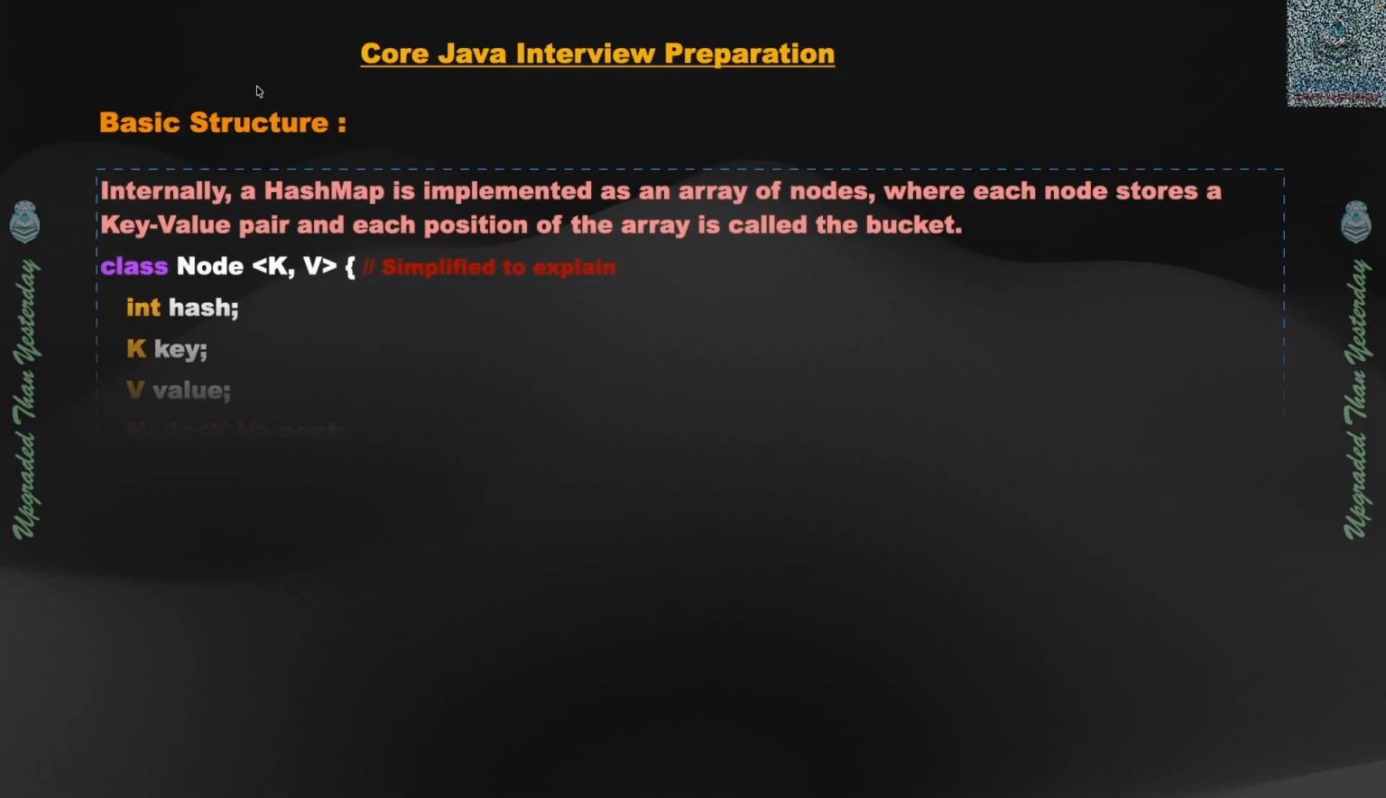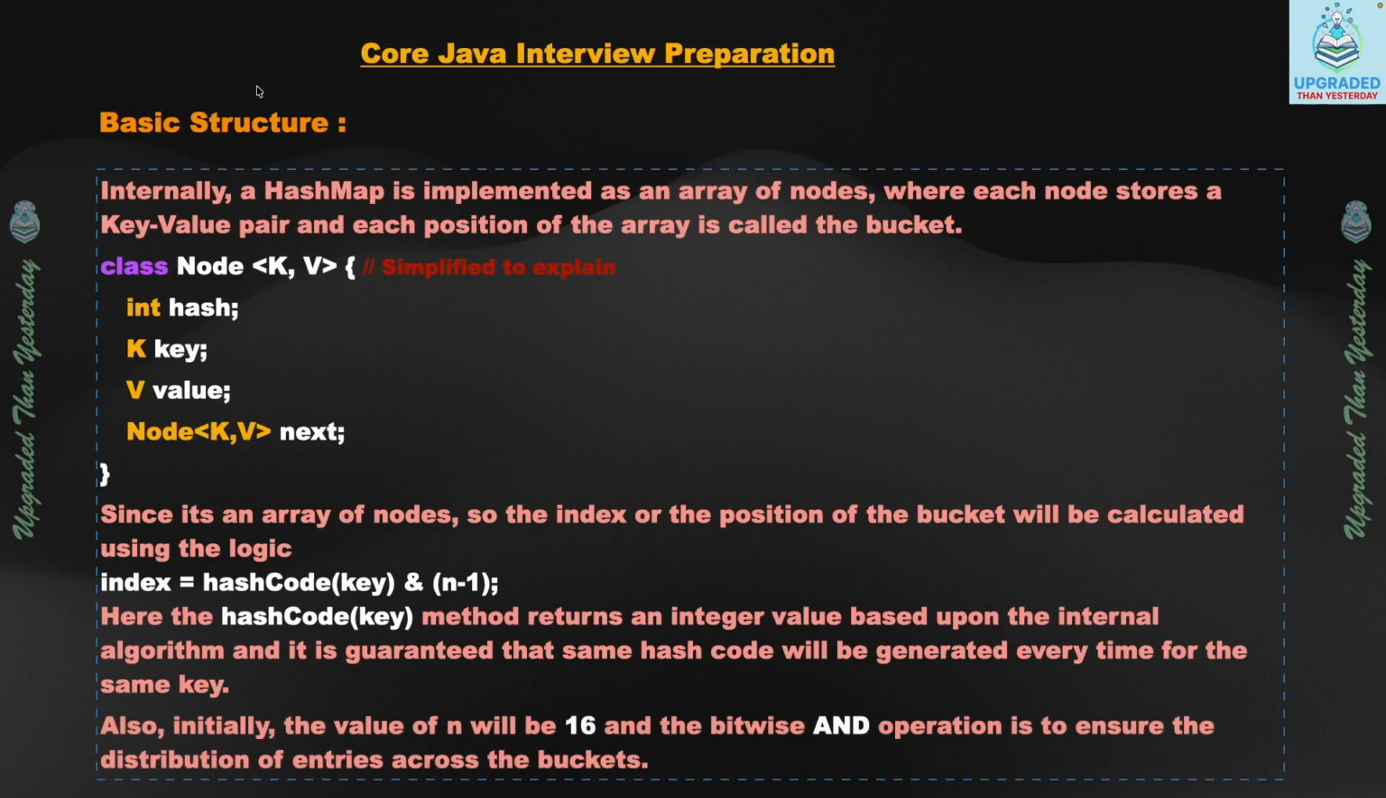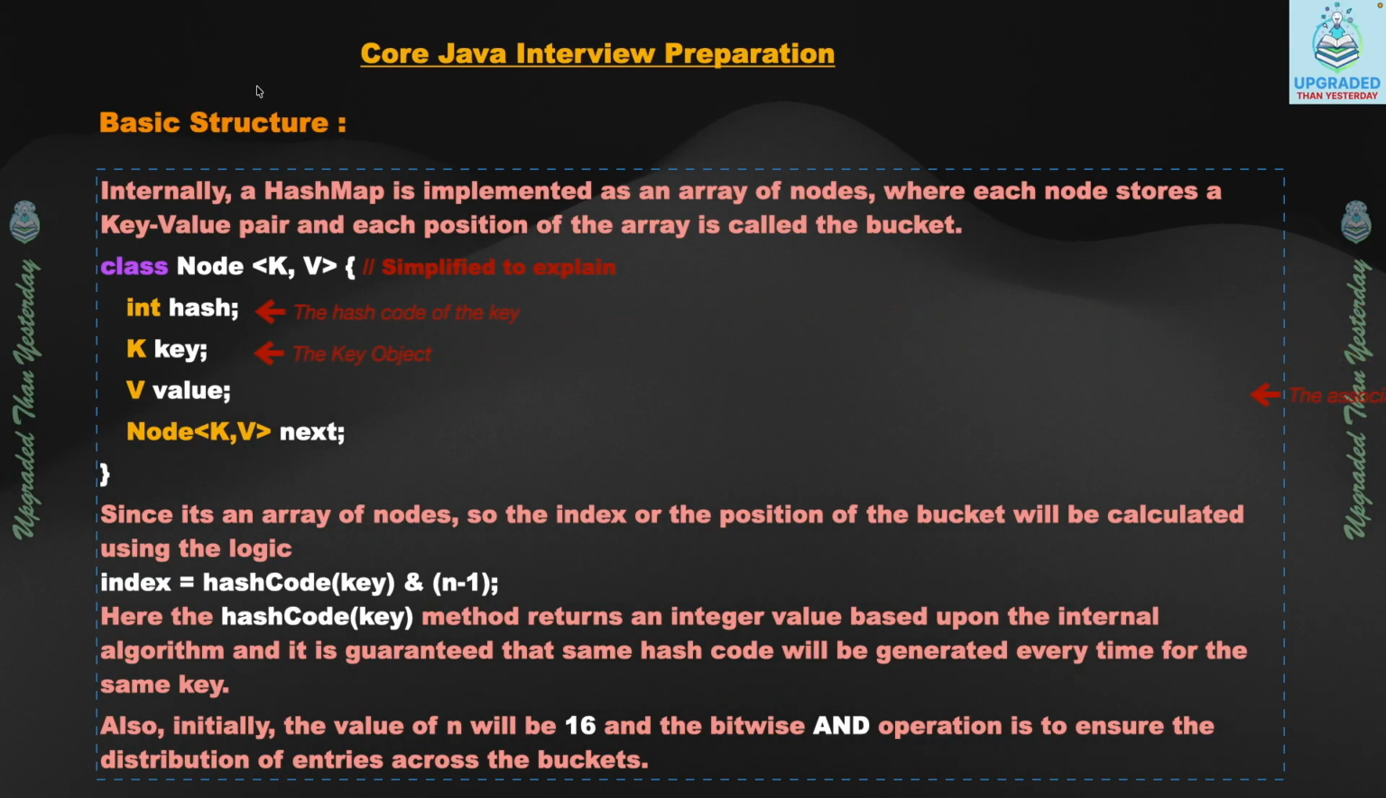Basic structure. Internally, a HashMap is implemented as an array of nodes, where each node stores a key value pair, and each position of the array is called the bucket. Look at this class node. It has 4 attributes: the hash code of the key object, the key, the associated value, and the reference to the next node in case of collision.